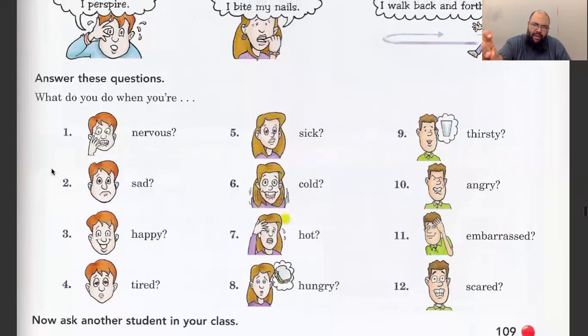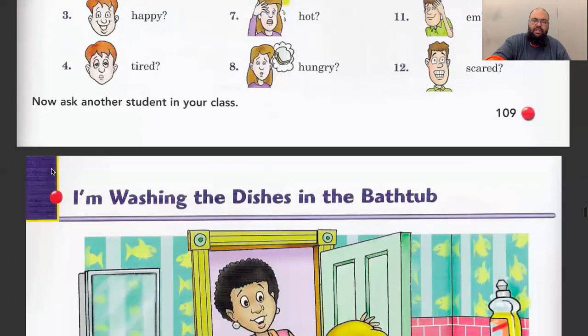Please take a picture and fill in all these questions. What do you do when you're nervous? So you would say, when I'm nervous, I close my eyes. When I'm sad, and what do you do? So please make sure you answer that. Let's continue on.